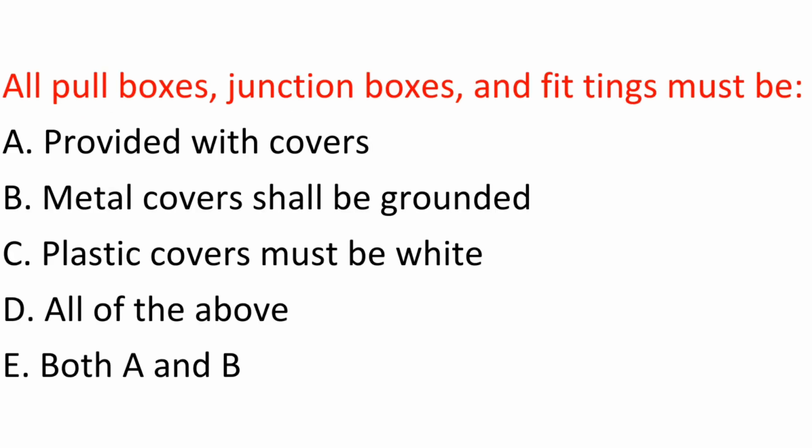Question. All pull boxes, junction boxes, and fittings must be A. Provided with covers. B. Metal covers shall be grounded. C. Plastic covers must be white. D. All of the above. E. Both A and B. Answer. E. Both A and B.